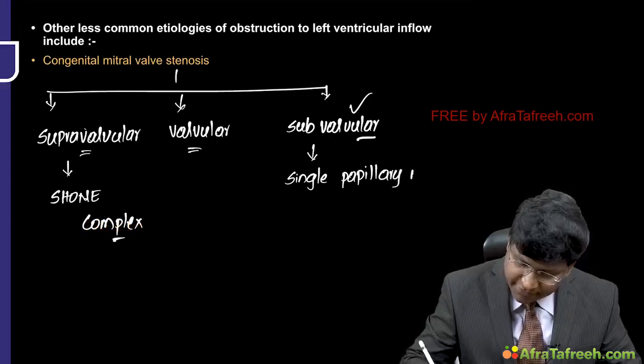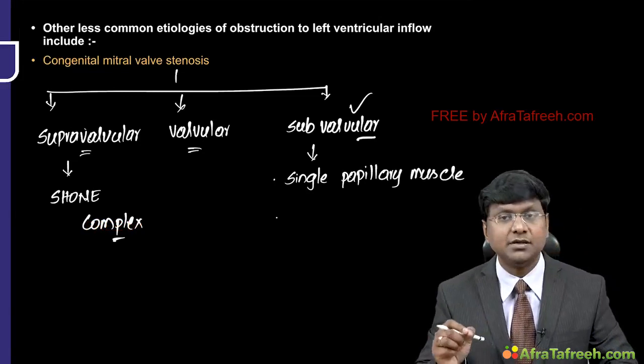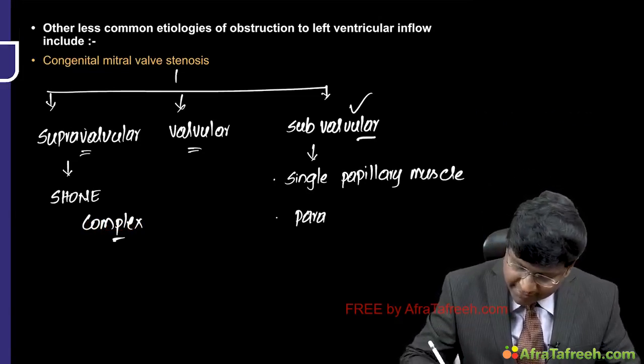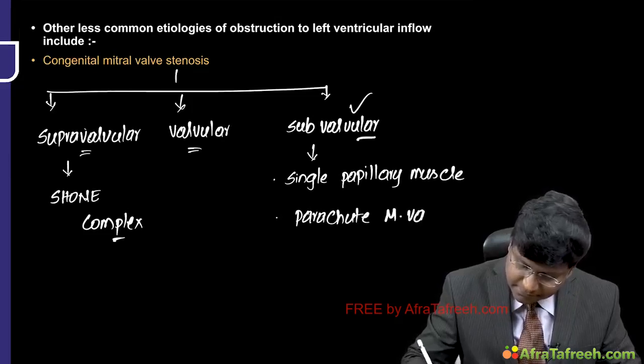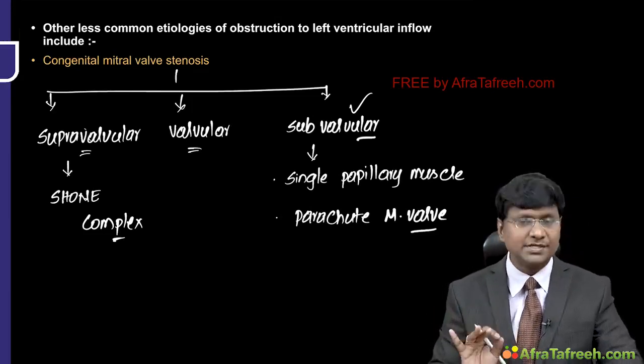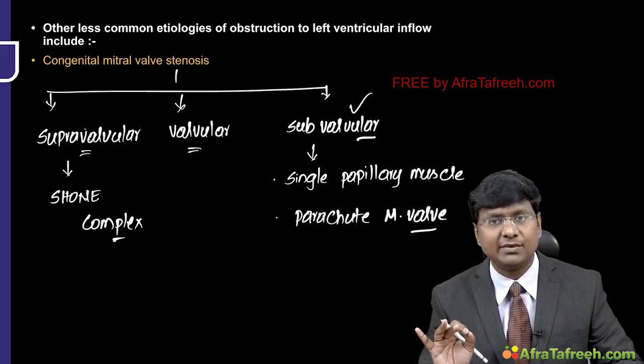Right, there is presence of the single papillary muscle, and the presence of this single papillary muscle will give you an appearance of what is called a parachute mitral valve. That will give you an appearance of parachute mitral valve. So this is about your congenital mitral valve stenosis.